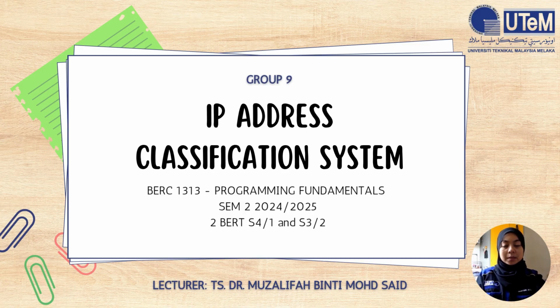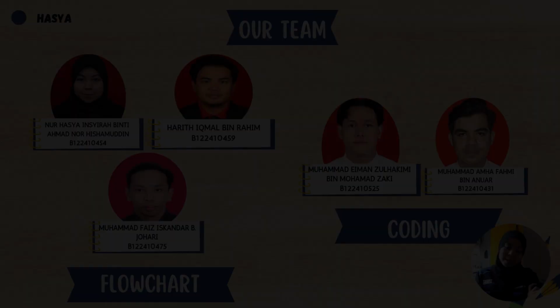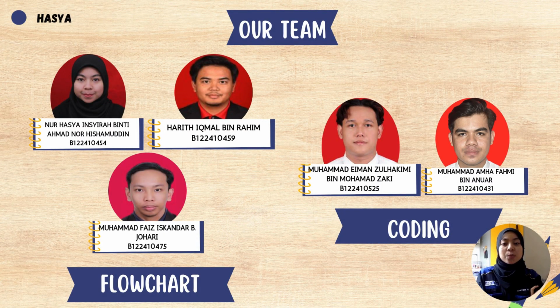BERC 1213 Programming Fundamental. Our project is the IP address classification system. So in this video, we'll explain how the system works, including how it determines the IP class, host count, subnet, IP range, and even suggest gateway network as well as broadcast address. So let's get started. This project was a team effort. We were all involved in the flowchart design and coding development.